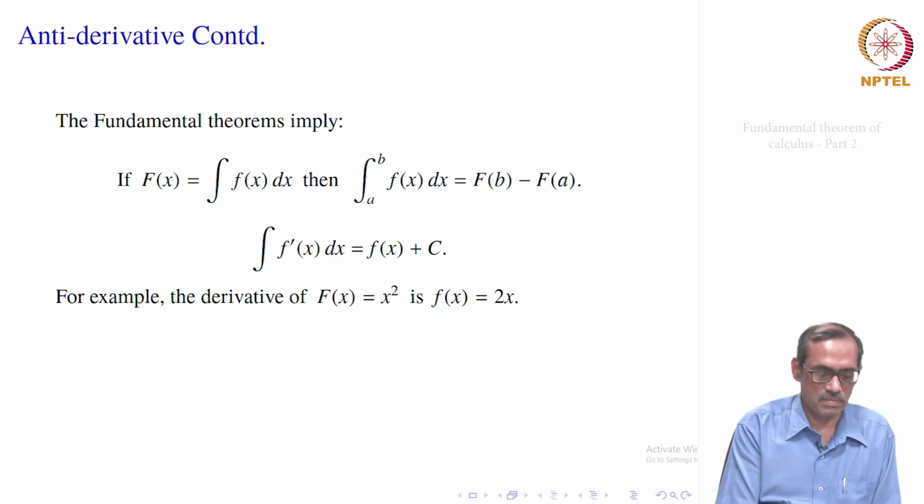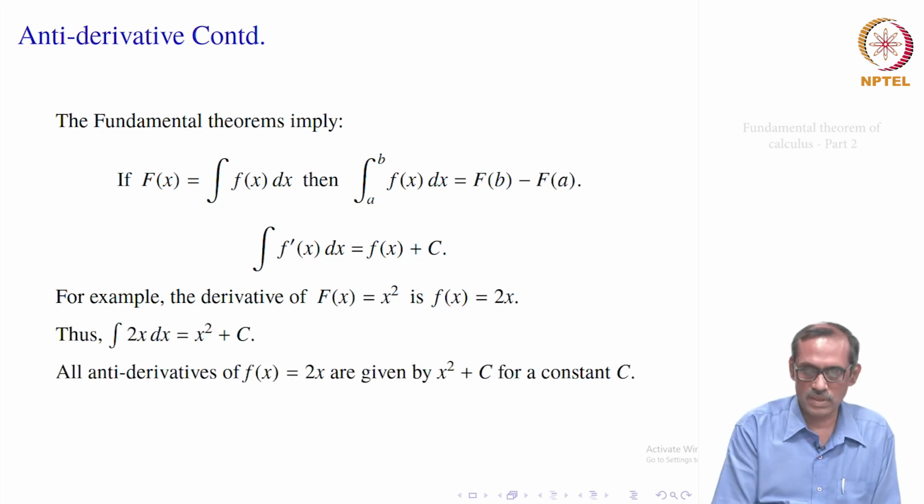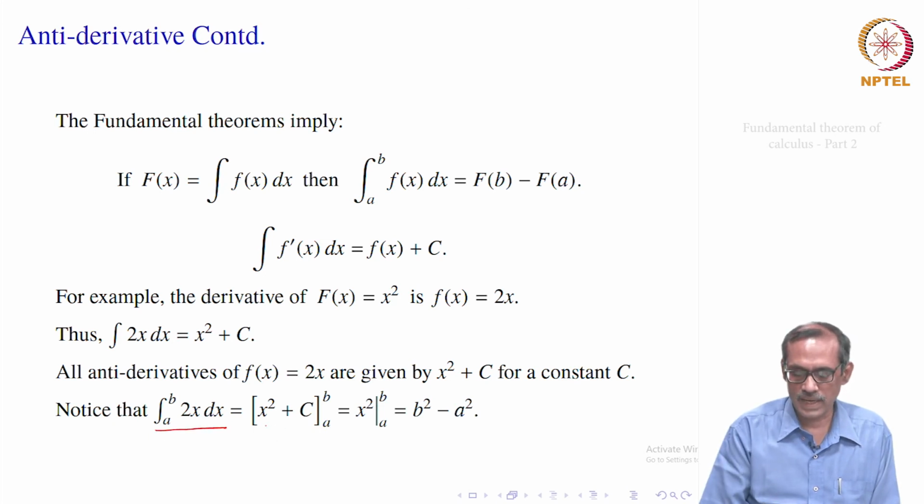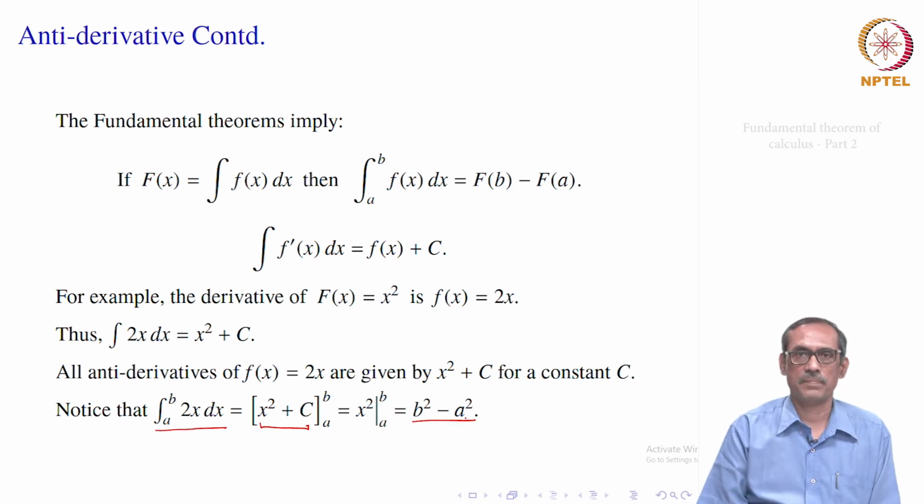If you take the example, we have already seen how it works. The integral from a to b of 2x dx we write using any indefinite integral, which is x square plus c, evaluated at a and b, and the c gets cancelled. So, you get the same thing as x square evaluated at a and b, that gives b square minus a square.